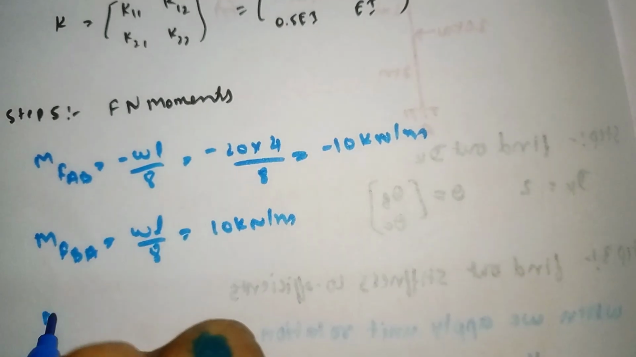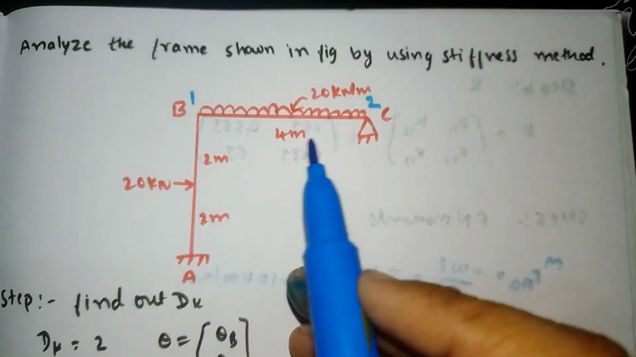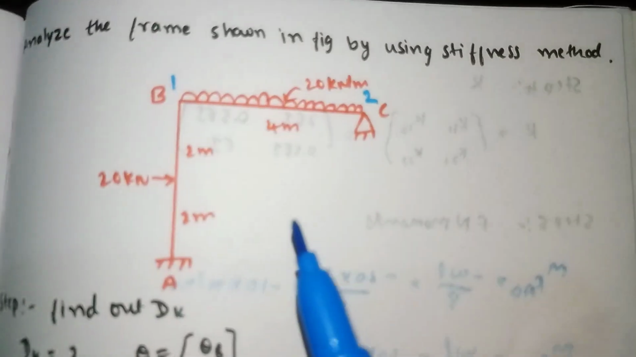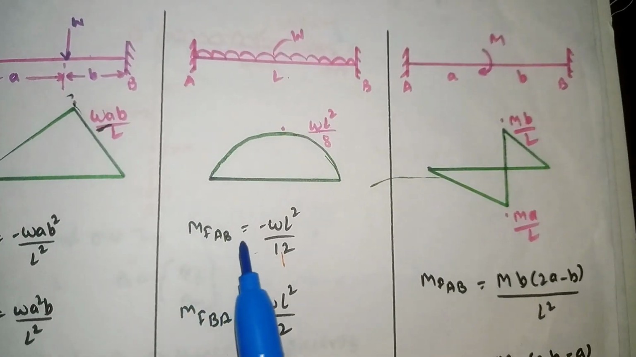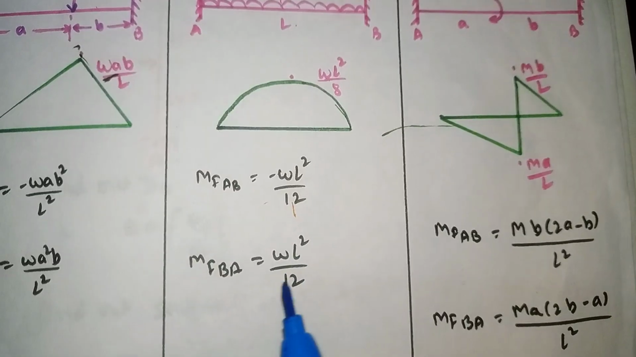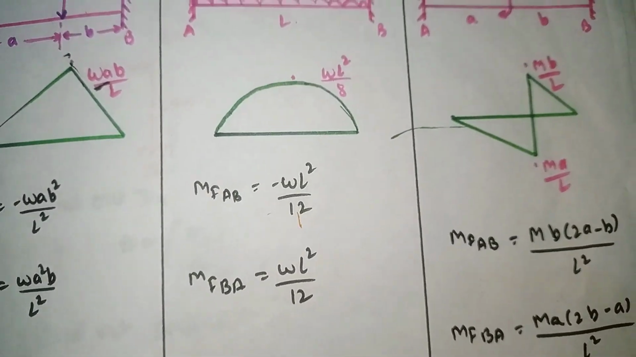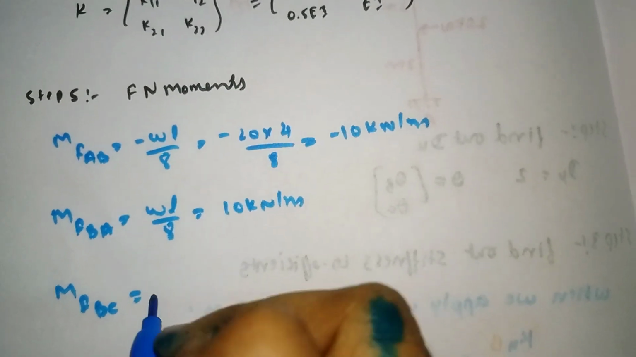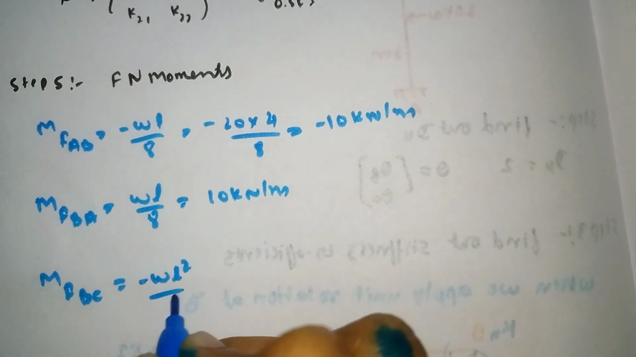And now for the fixed end moment of span BC. Span BC is carrying the UDL. For the UDL, we have the formula to find the fixed end moment: MFAB is equal to minus WL square divided by 12 and MFBA is equal to WL square divided by 12. By using these two formulas, we will calculate the fixed end moment for span BC as well as CB. MFBC is equal to minus WL square divided by 12.